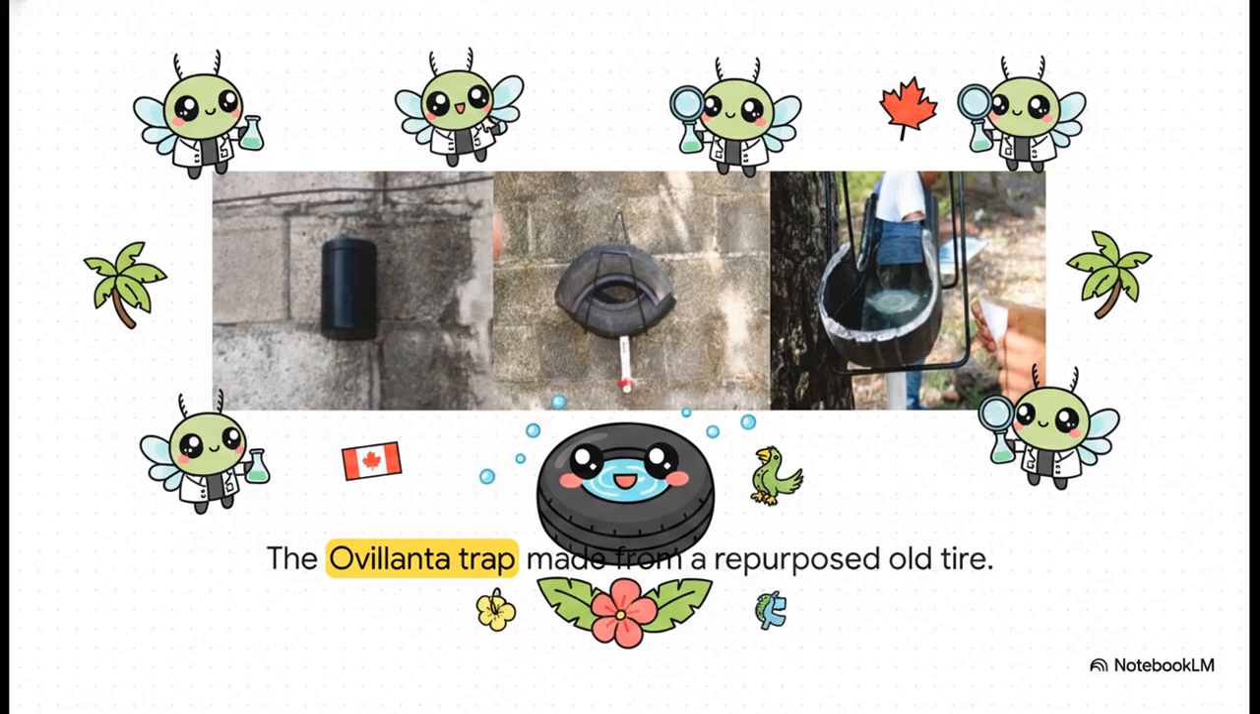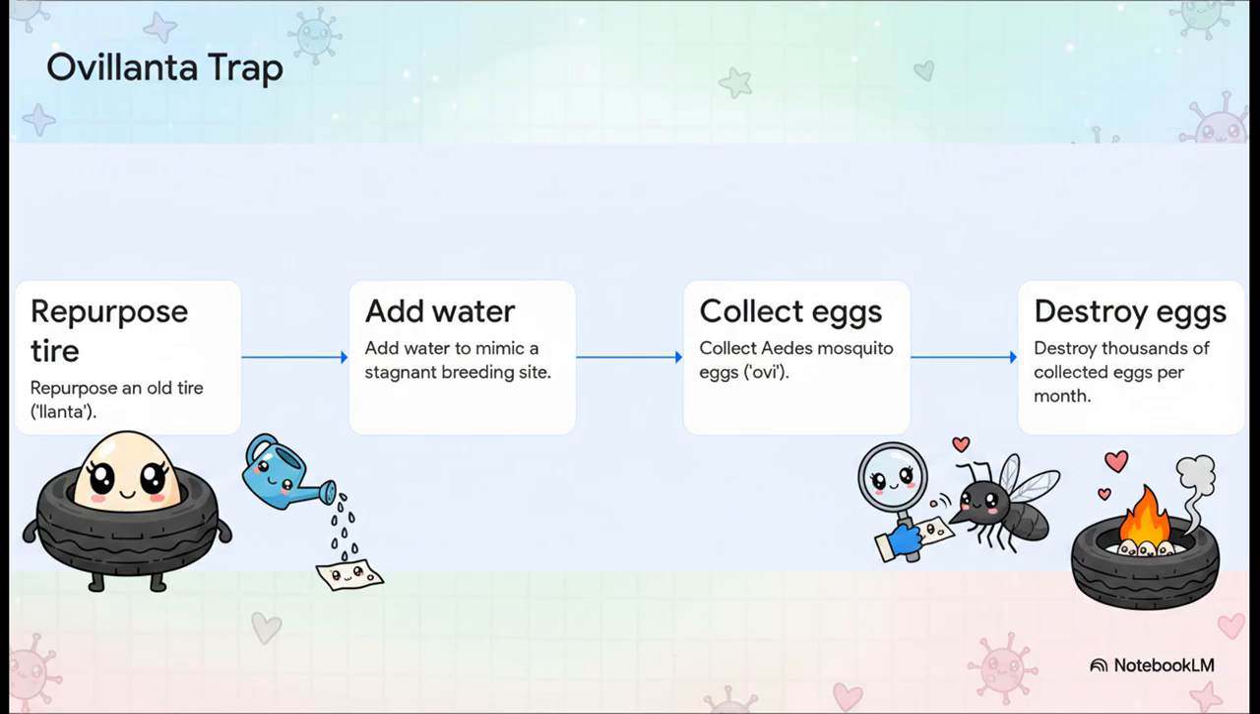Instead of expensive, high-tech lab gear, they turned to used car tires. The brilliance here is just in its simplicity. Ovi means egg, and lanta is Spanish for tire. Step 1, you just repurpose an old tire. Step 2, add water to perfectly mimic those dark, stagnant breeding sites that Aedes mosquitoes love. Step 3, once the mosquitoes lay their eggs on a little strip of paper placed inside, you easily collect them. And Step 4, you destroy them.